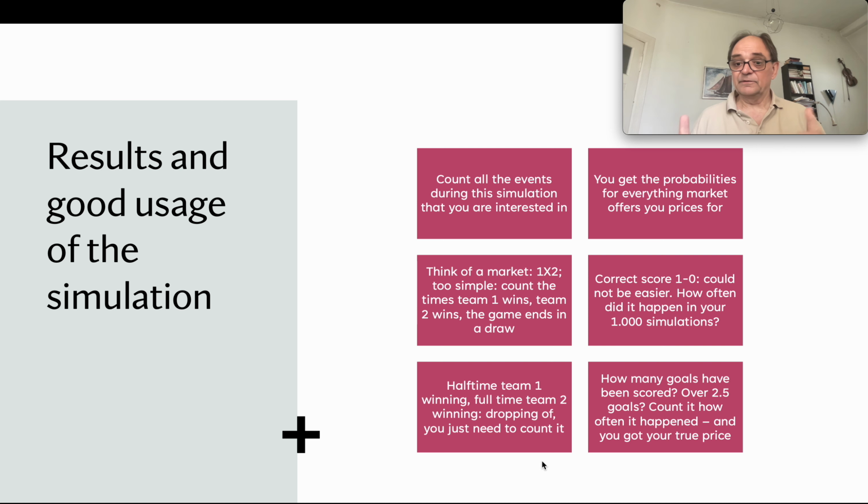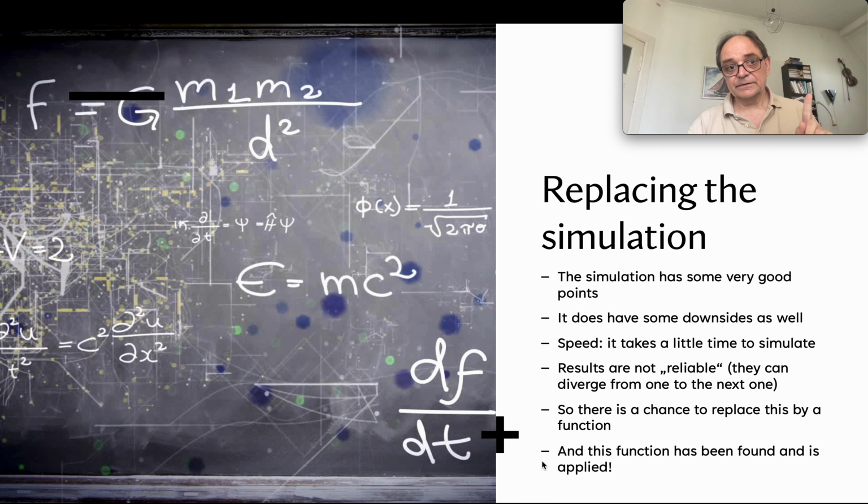How many goals have been scored? Over 2.5. Counted how often it happened, and you got your true price. So all the prices, all the probabilities are dropping off by their relative occurrence. But for example, also both teams to score or whatever market offered there. But that's what was coming.